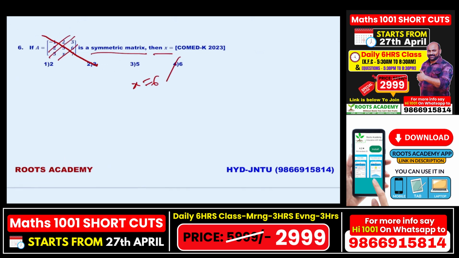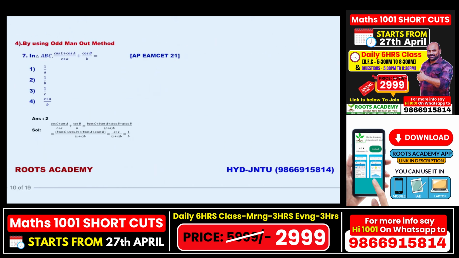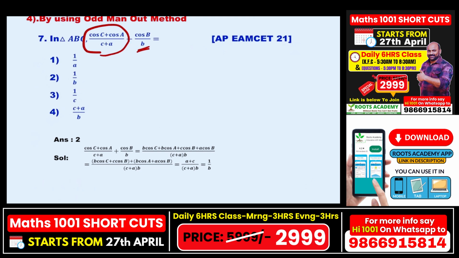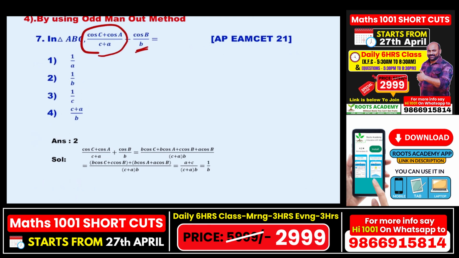Now move to the next one, which is the odd man out method. By using the odd man out method, do you know what that is? Whichever is the odd one, that is the answer. In the question, who is the theta? These two are together, and this one is the theta, meaning 1 by b is out. So the answer will be 1 by b. I hope all of you got it.